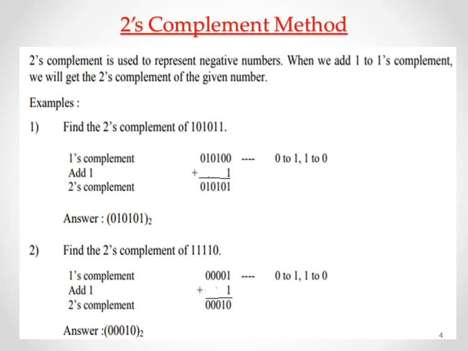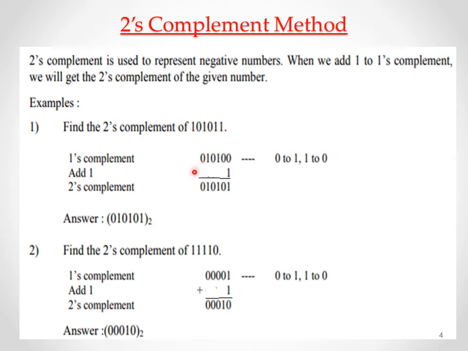Two's complement is used to represent negative numbers. When we add 1 to 1's complement, we will get the 2's complement of the given number. For example, find the 2's complement of 1 0 1 0 1 1. So what I am going to do is first get the 1's complement of this value. So the 1's complement of this value is 0 1 0 1 0 0.